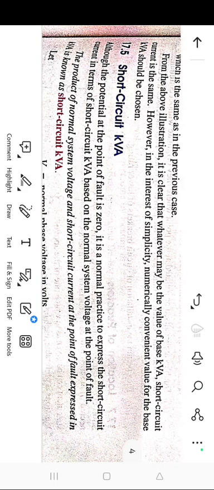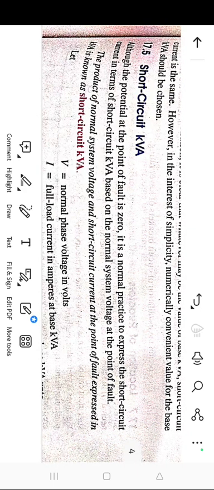Short circuit kVA. Although the potential at the point of fault is zero, it is normal practice to express the short circuit current in terms of short circuit kVA based on the normal system voltage at the point of fault. The product of normal system voltage and short circuit current at the point of fault, expressed in kVA, is known as short circuit kVA.